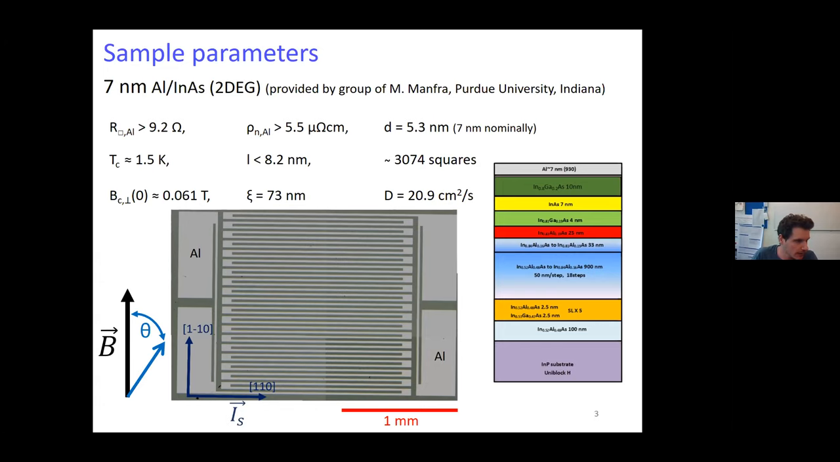Additionally, we can apply a parallel magnetic field, and with an in situ piezo rotator, we can rotate the parallel field with respect to the crystallographic axis. Additionally, we can also apply a perpendicular field to introduce vortices.